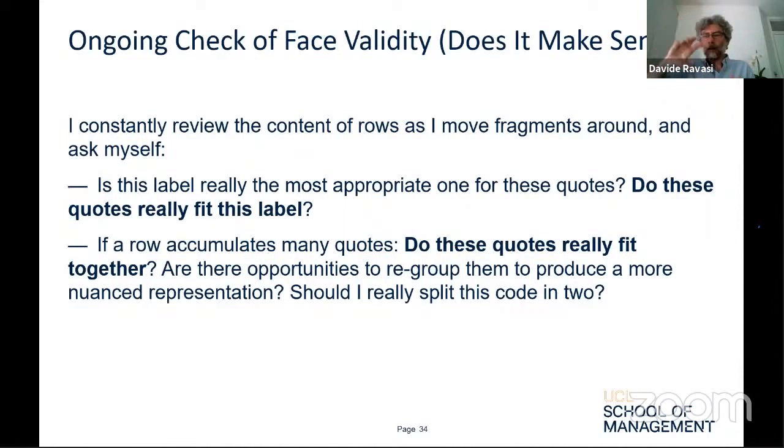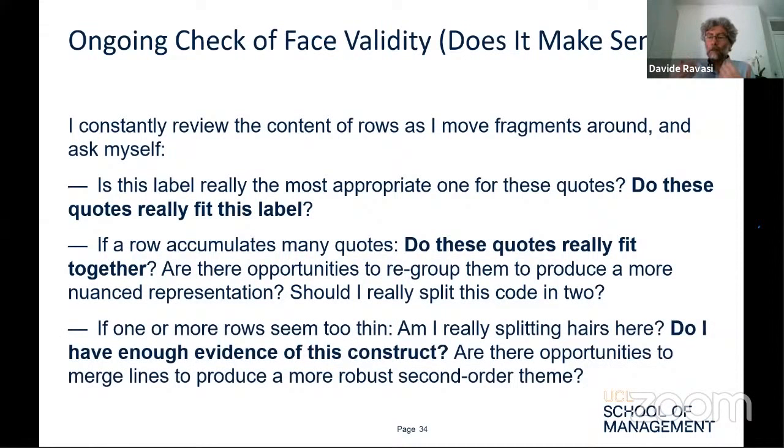Alternatively, if I see some rows where there's not much evidence, I ask, what do I do here? Am I really splitting hairs? Am I trying to capture too subtle a meaning to be widely supported? Maybe there are opportunities to merge and develop broader second-order categories. So you see, it's really a process that constantly moves up and down until you reach a feeling of order. It's like, okay, now everything makes sense.